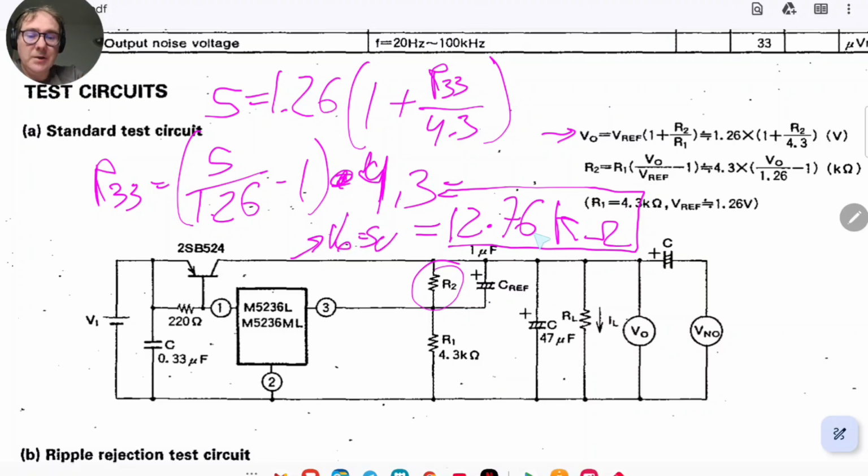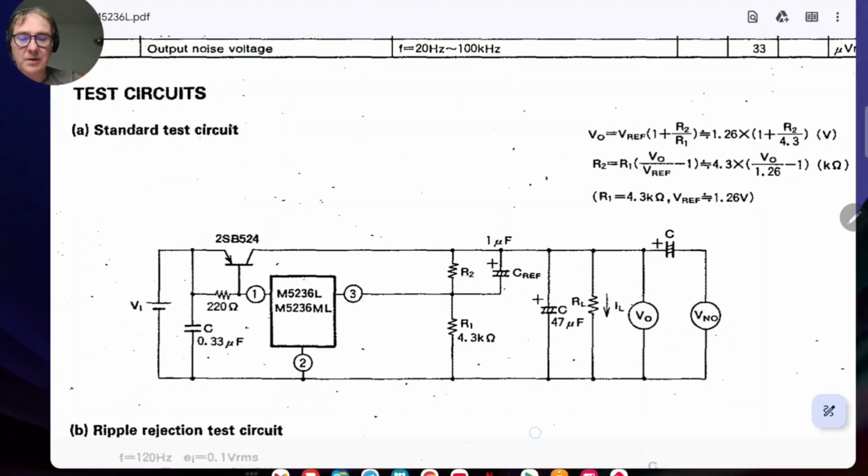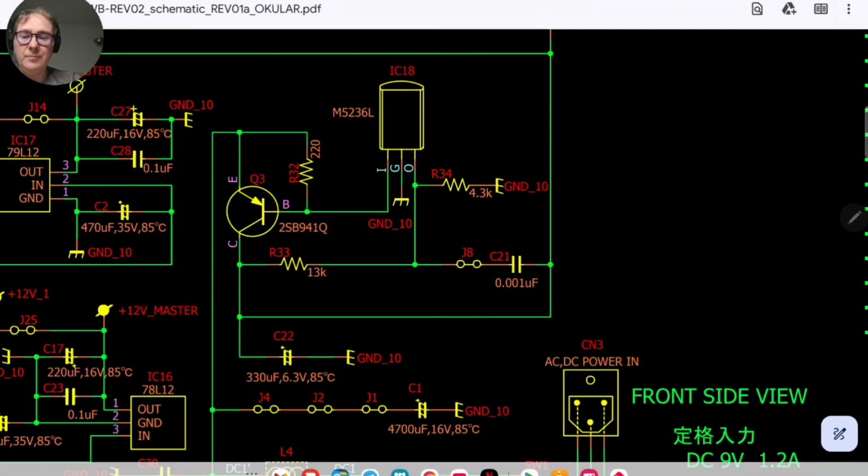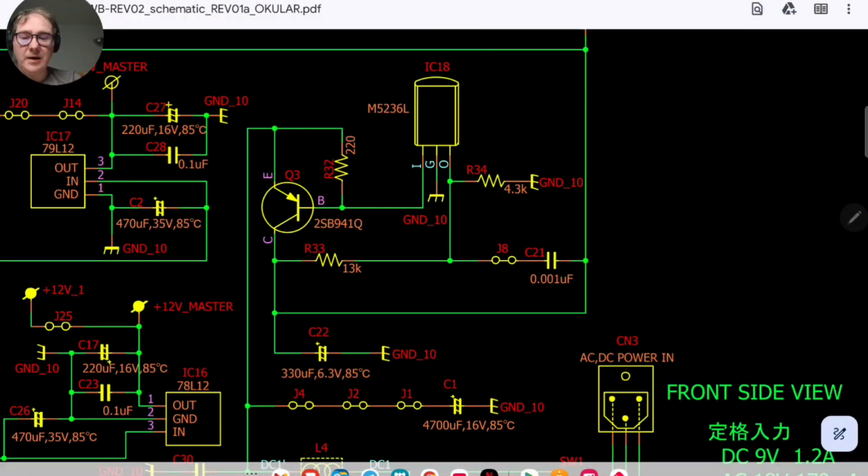So it's 12.76. Let's have a look in the schematic. In the schematic, it's not 12.76. I guess this value would be really complicated to find as a resistor itself, so they approximated to the closest value, 13K ohms.